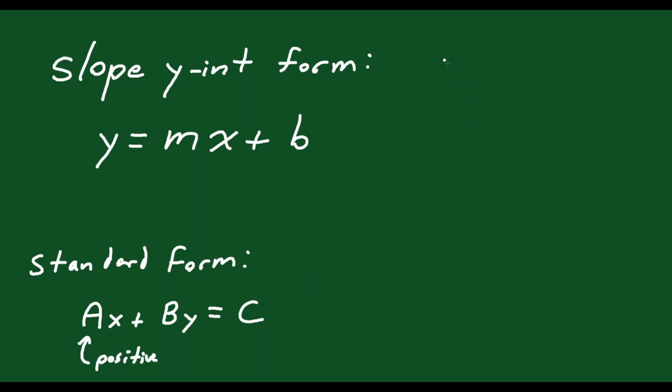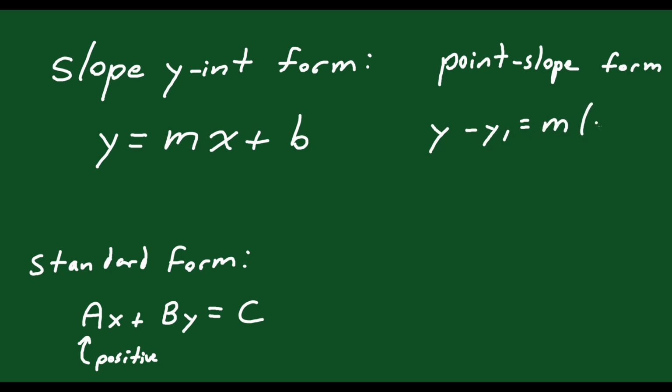We also have what we call the point slope form. And it's called point slope form because it includes the slope and a point. Right, it's right in the name. So you have y minus y1 equals m times x minus x1, where y1 and x1 are going to be some actual numbers. Like you'll have y minus a number and x minus a number.